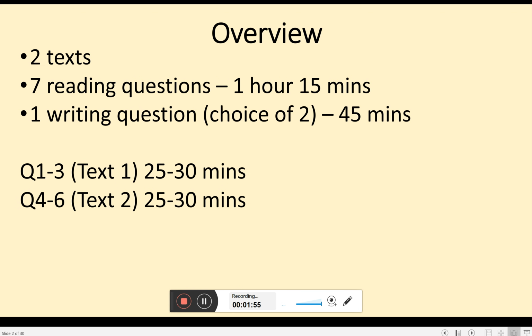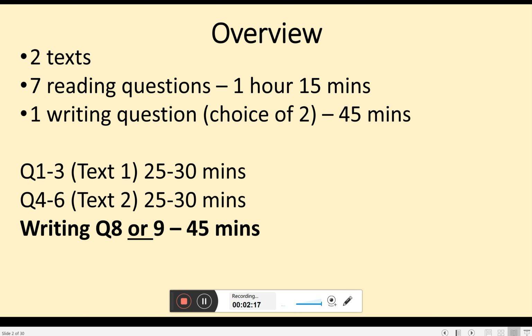Then you should spend the next 25 to 30 minutes looking at text 2 and the 3 questions based on that, which are 4, 5 and 6. So for both of these, you get 2 little questions and 1 big question. Then I think what you should do is the writing. So choose either question 8 or 9 and do the writing.